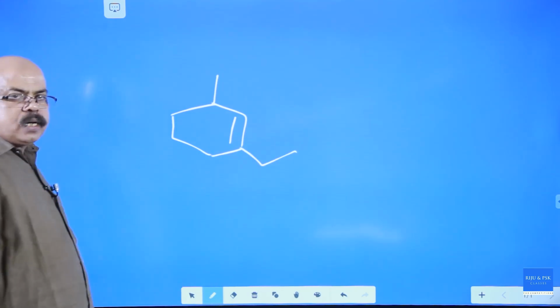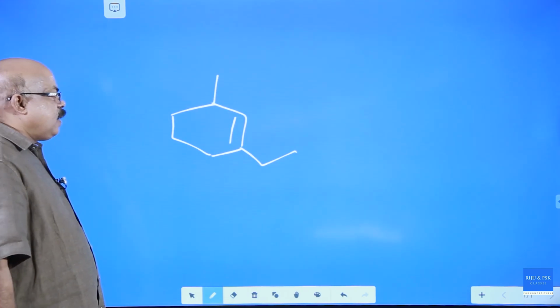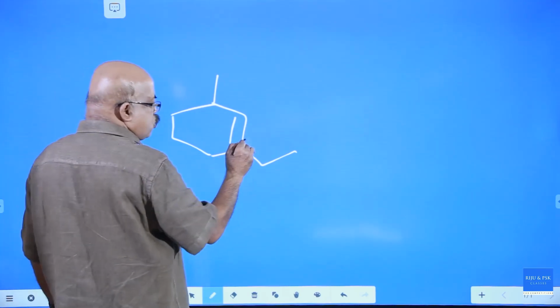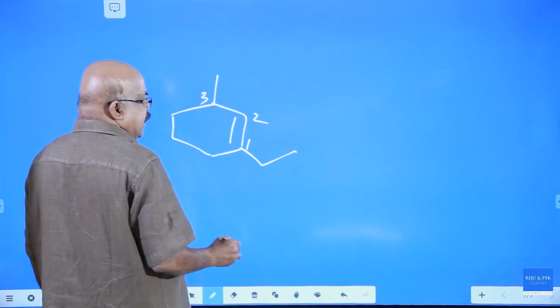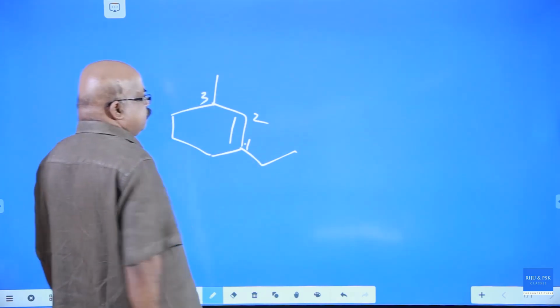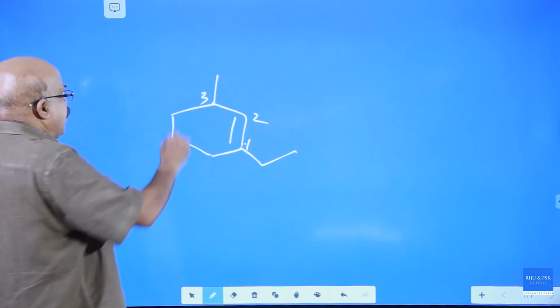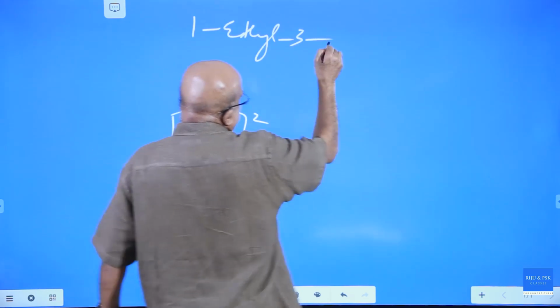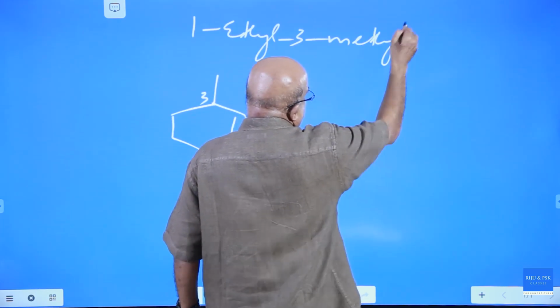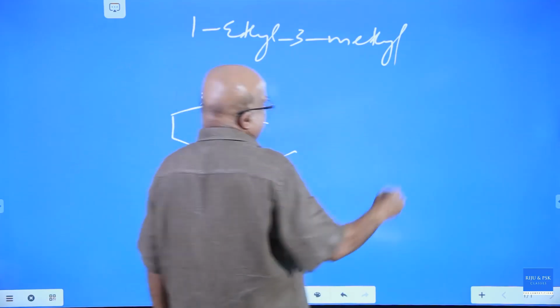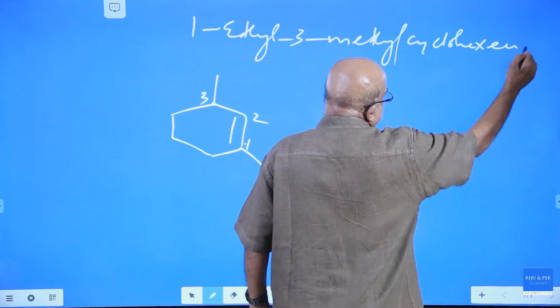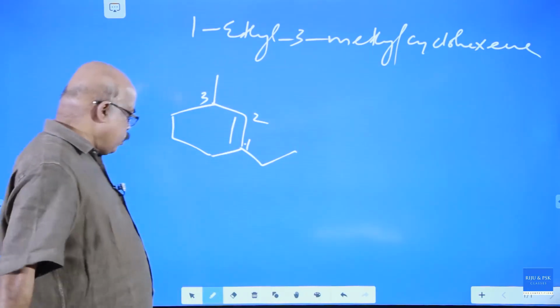Here there are 2 substituents, ethyl and methyl. The ethyl group is at the double bonded carbon, that is to be numbered as 1. 1, 2, 3. It is 1-ethyl, 3-methyl cyclohexene. Right?